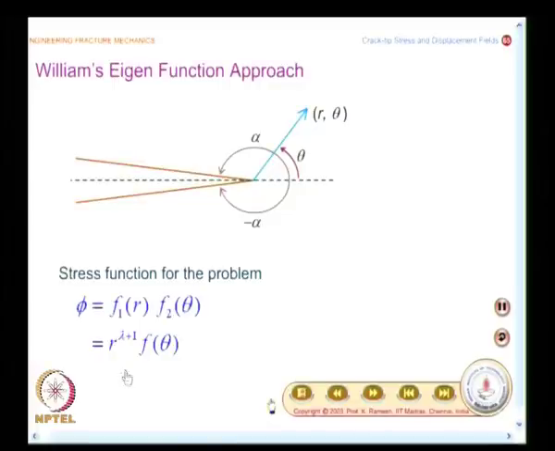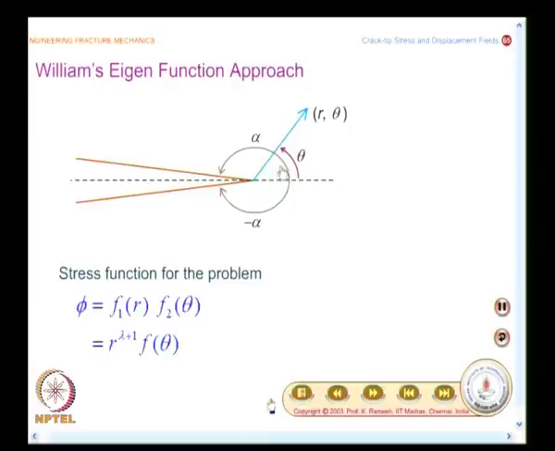So, lambda is known as an Eigen value, and for each one of these lambda you will have a corresponding function that is called an Eigen function. In all these problems, what you can do in the class is to write the boundary condition.